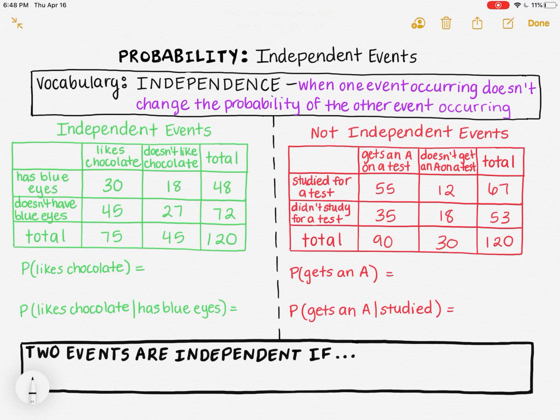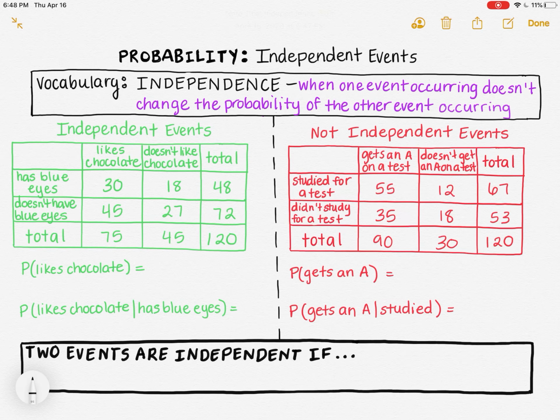Let's start with the independent events. This two-way table is giving us information about whether or not somebody likes chocolate and whether or not they have blue eyes. Now, just using our prior knowledge, it makes sense that these events are independent because your eye color probably does not impact whether or not you like chocolate.